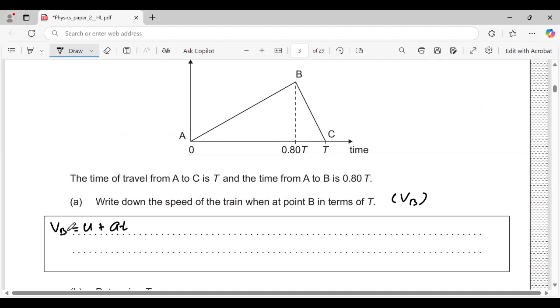Vb is the speed of the train from A to B. u is the initial velocity, which is 0, a is acceleration, and t is time. So we can determine Vb equals 0 plus 0.20 times 0.80t, and the result is 0.16t. So this is the speed of the train when it reaches point B from A to B. Next question.